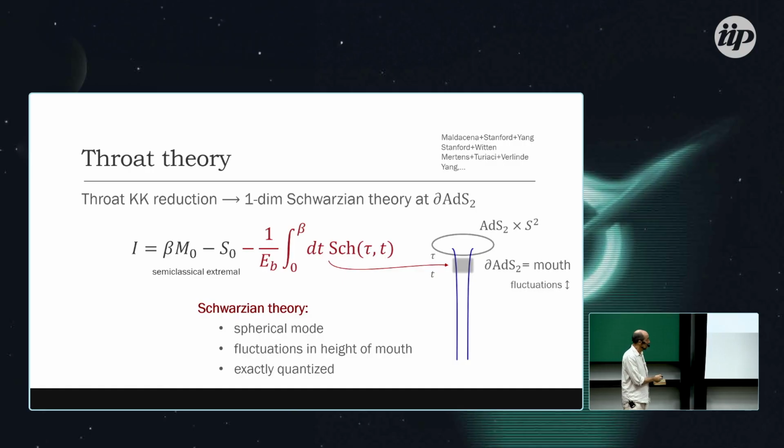It's a simple action. It describes the spherical mode. And one important thing is that, at least to the extent that this is an exactly AdS2 throat, this theory can be exactly quantized, and then you can get results that are not just one loop followed by corrections. The results are one-loop exact. That was proven by Stanford and Witten. Okay.